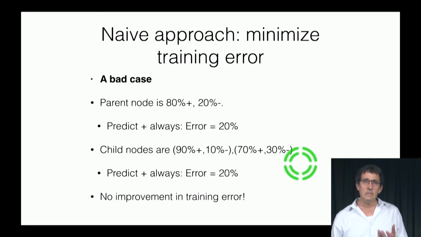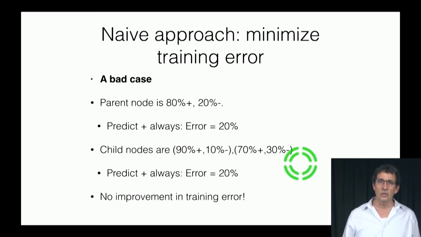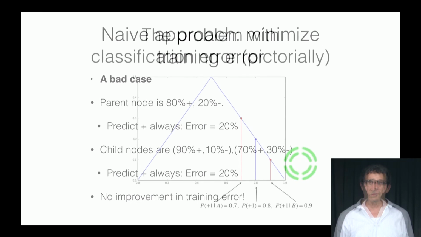So it seems like this split has done something for us, but it is not giving us an improvement in the training error. So what we conclude from that is that training error by itself is not a sufficient criterion for how to choose a split.